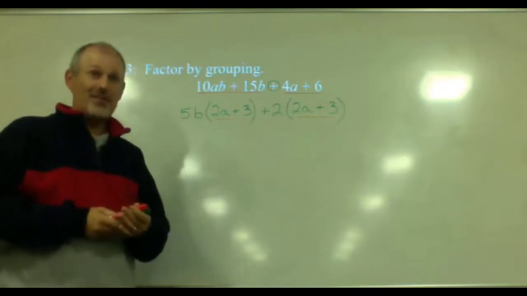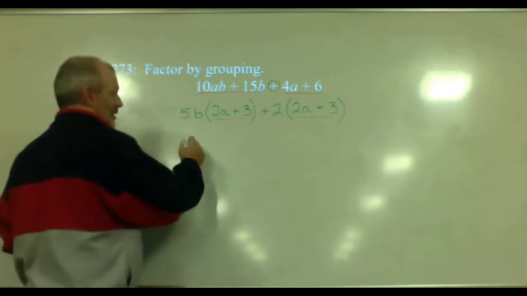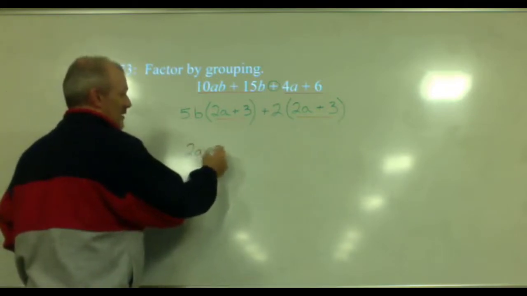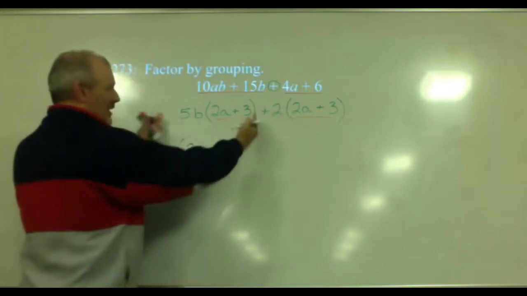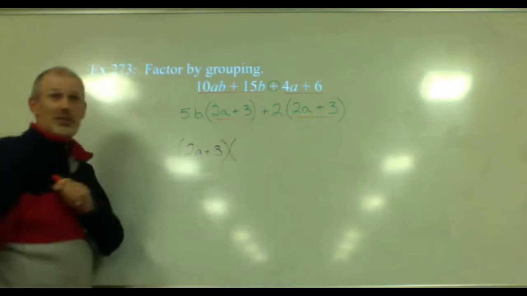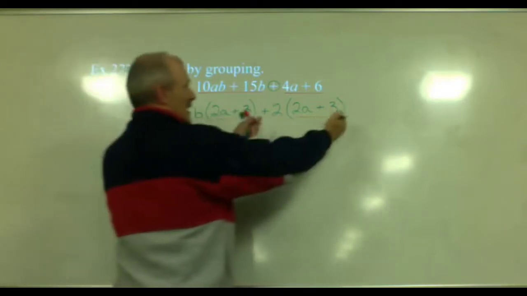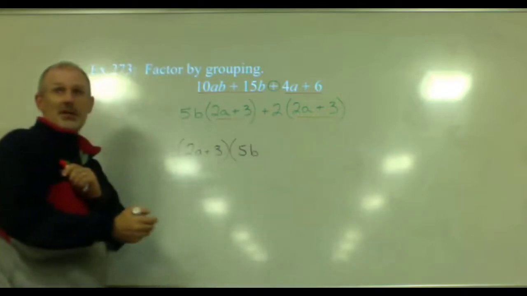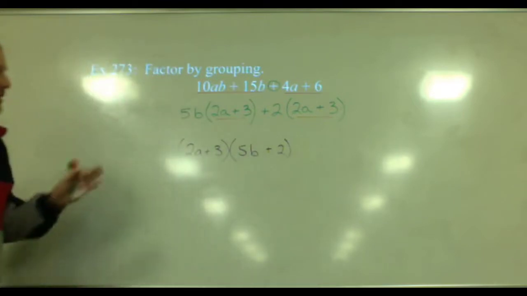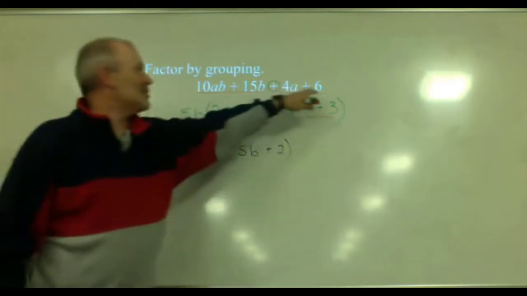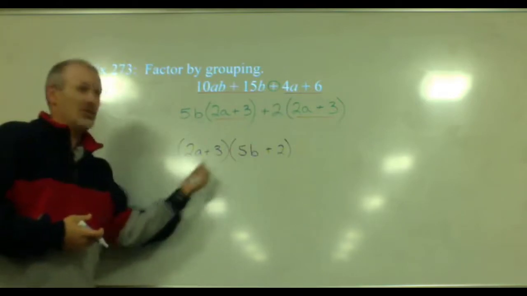Okay? So if they're the same, on that last example, what did we say that we could do? We can factor out the 2a plus 3 from here and from there. What's left in this first group when we factor out the 2a plus 3? A 5b. And then what's left in the second term when we factor out the 2a plus 3? A 2. So plus 2. And so notice we have taken this thing that was 4 terms, we have factored it into 2 binomials.